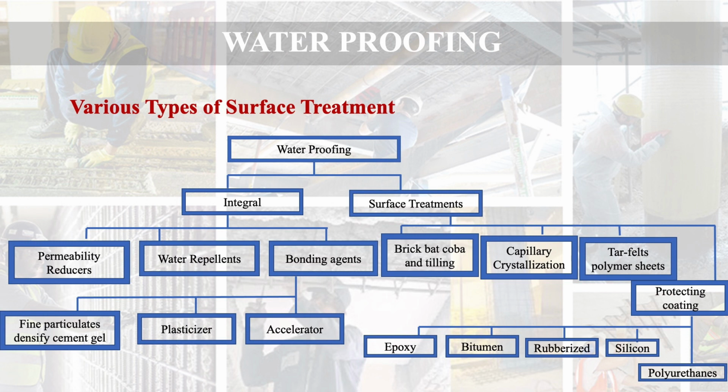First one is brickbat, coba and tiling. Second one is capillary crystallization. Third one is tar felts and polymer sheets. Then last one is protective coatings. Under the protective coatings, the various materials used are epoxy, bitumen, rubberized materials, silicone, and polyurethanes. So these are different types of surface treatments. We'll study these one by one.